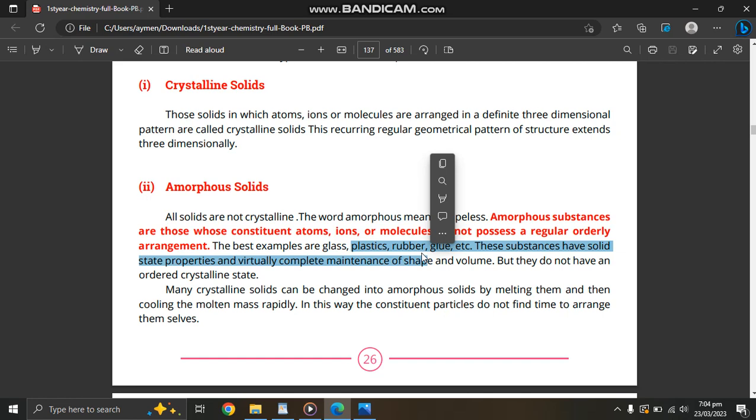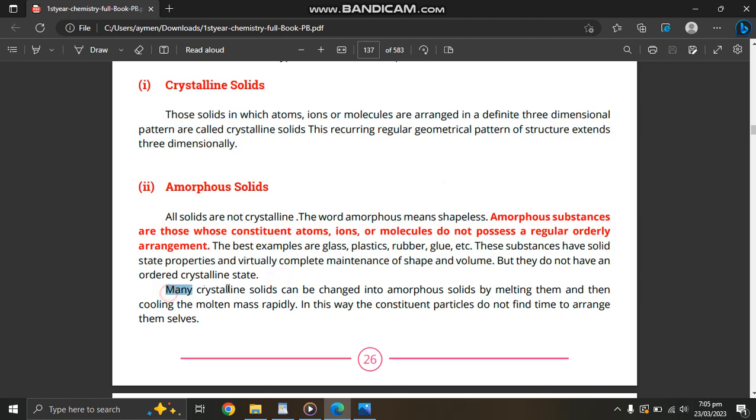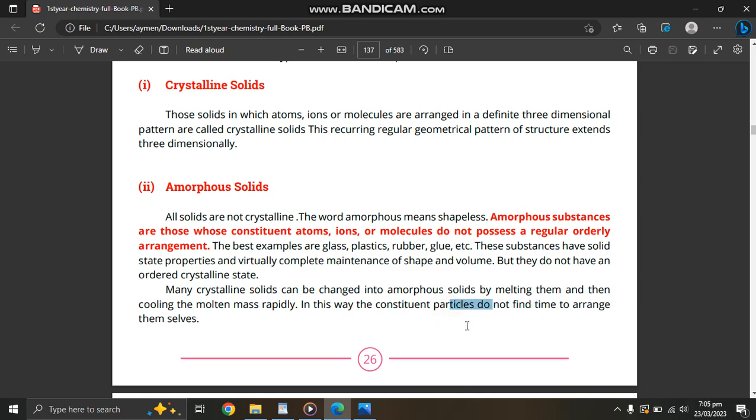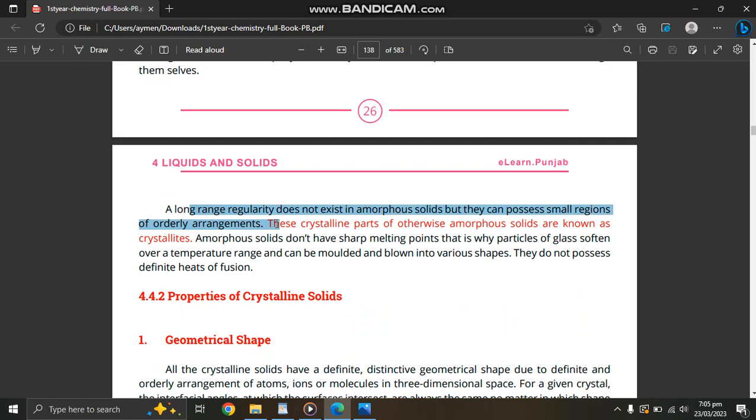These substances have solid state properties and virtually complete maintenance of a shape and volume, but they do not have an ordered crystalline state. Many crystalline solids can be changed into amorphous solids by melting them and cooling the molten mass rapidly. In this way, the constituent particles do not find the time to arrange themselves. A long-range regularity does not exist in amorphous solids, but they can possess small regions of orderly arrangement. These crystalline parts of the otherwise amorphous solids are known as crystallites.